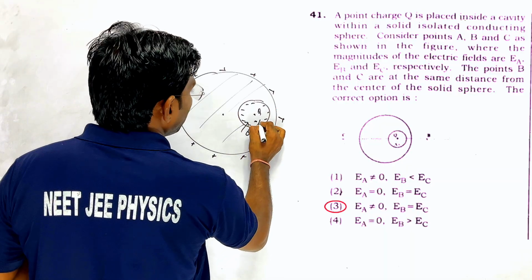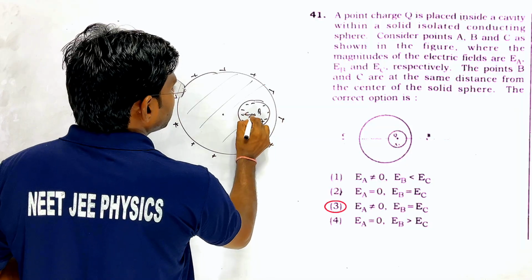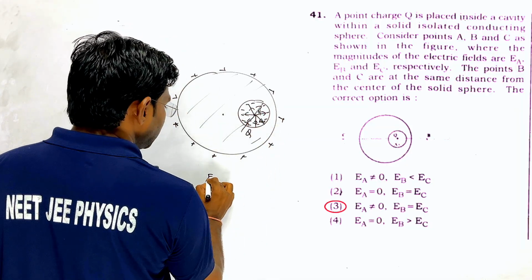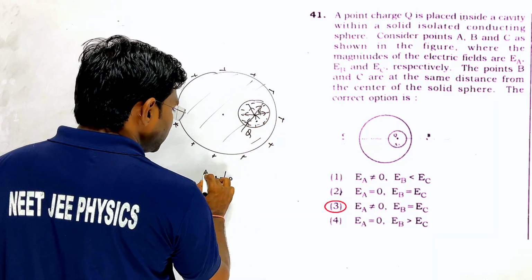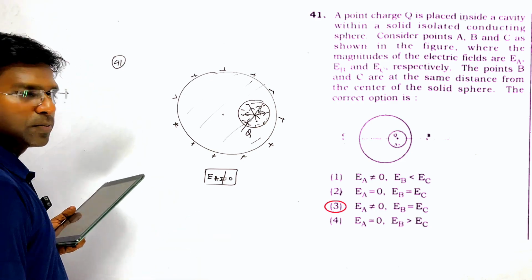So here this is the point A. At this point the electric field, this is the plus Q charge, the electric field will be from plus to minus in this way. So at this point, inside the cavity, the electric field will be there and it is not equal to 0. So either the first or the third option should be there.